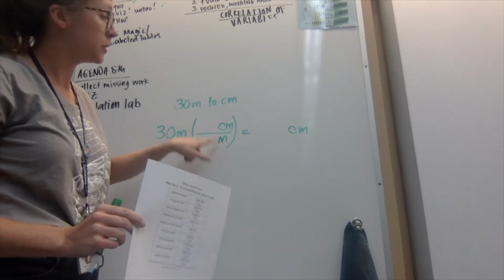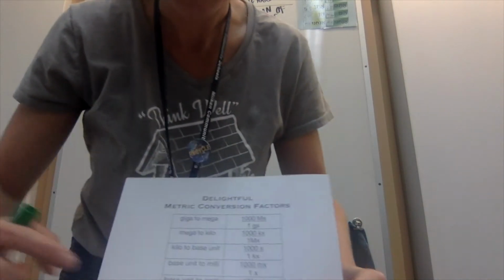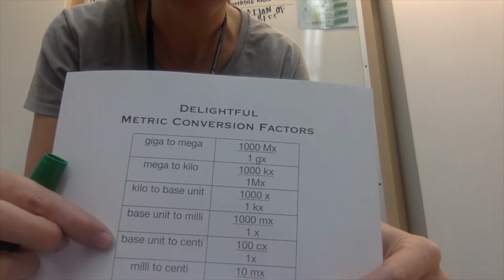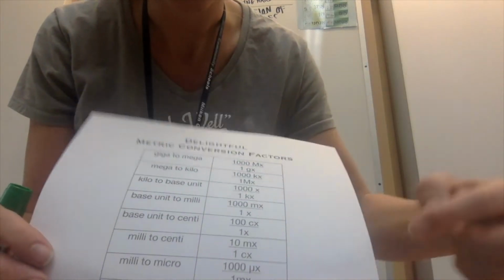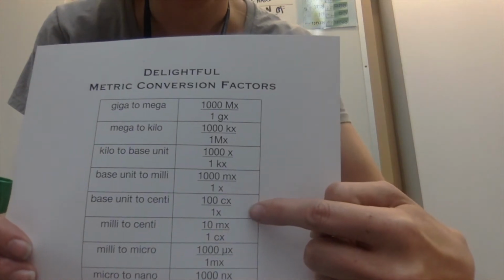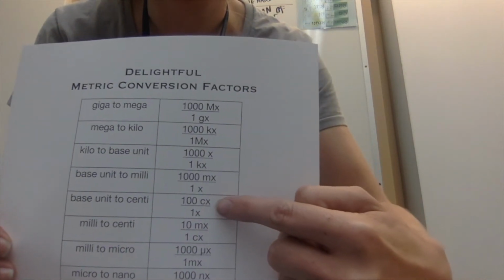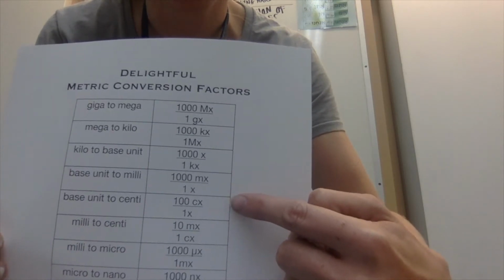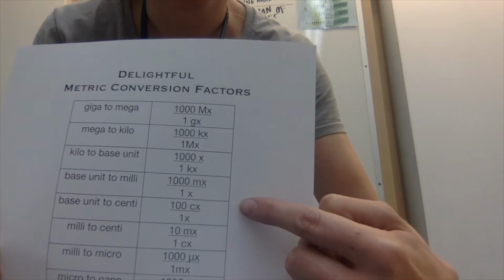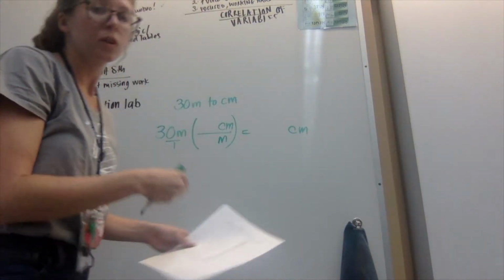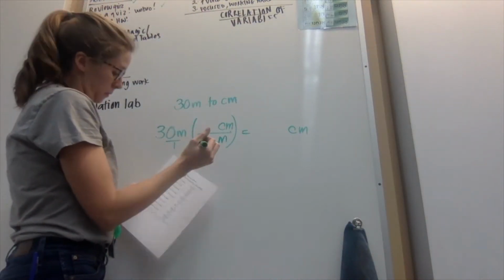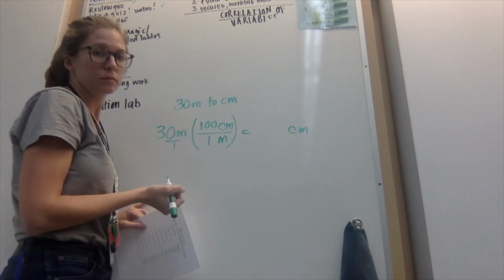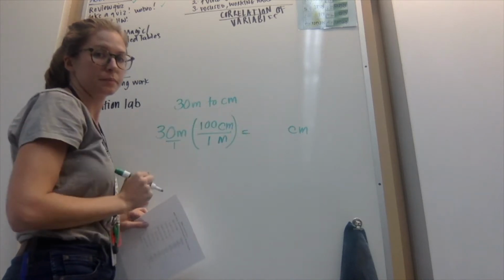I'm going from the base unit to centi. So I'm going to pick this one right here, base unit to centi. Now you can see it tells me the relationship between centi anything and the base unit. So 100 centigrams in a gram, 100 centimeters in a meter, 100 whatever, okay? So 100 centimeters in 1 meter, okay? Setup.